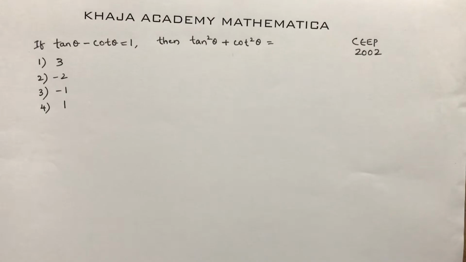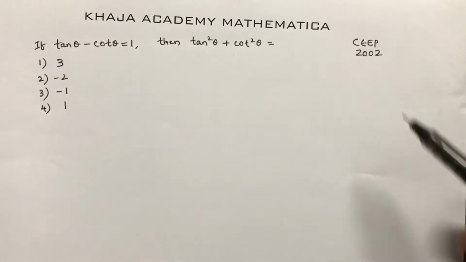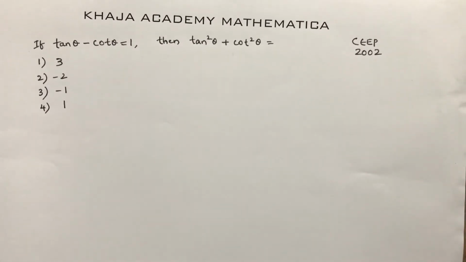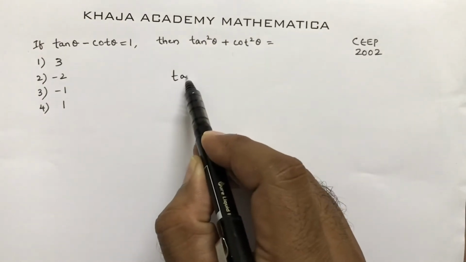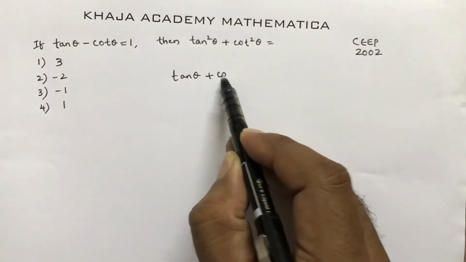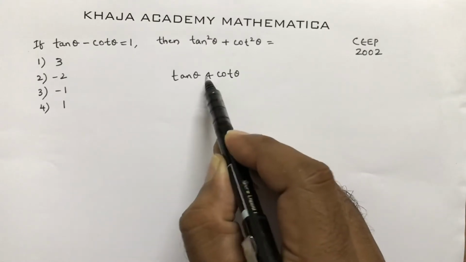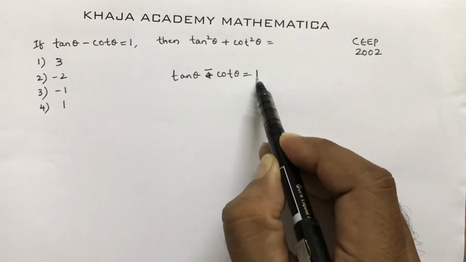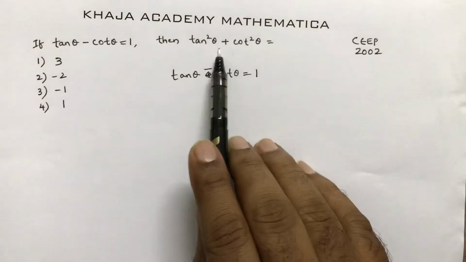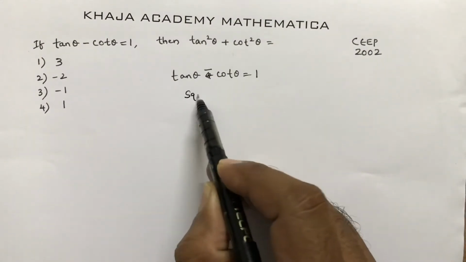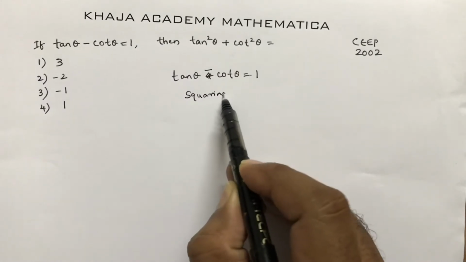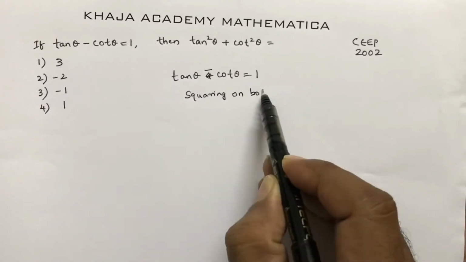This is from the Polytechnic Polyset 2002 paper, trigonometry questions. If tan theta minus cot theta equals 1, then find tan square theta plus cot square theta. They gave tan theta minus cot theta equals 1, and we need tan square plus cot square. As we need squares, we'll do squaring on both sides.